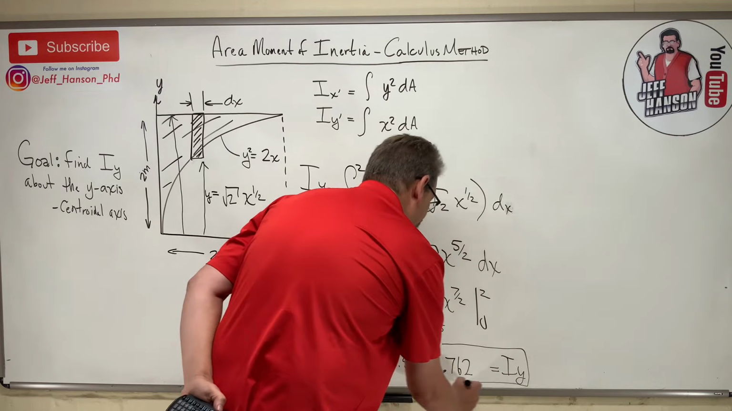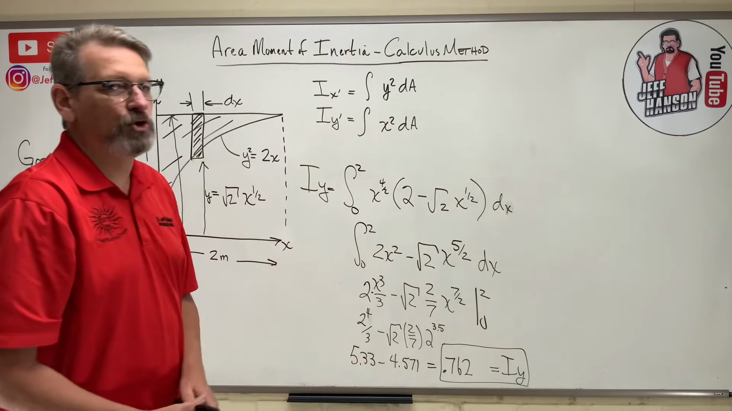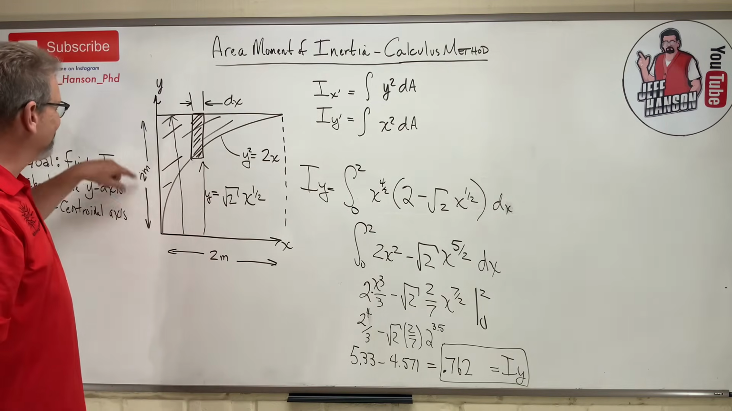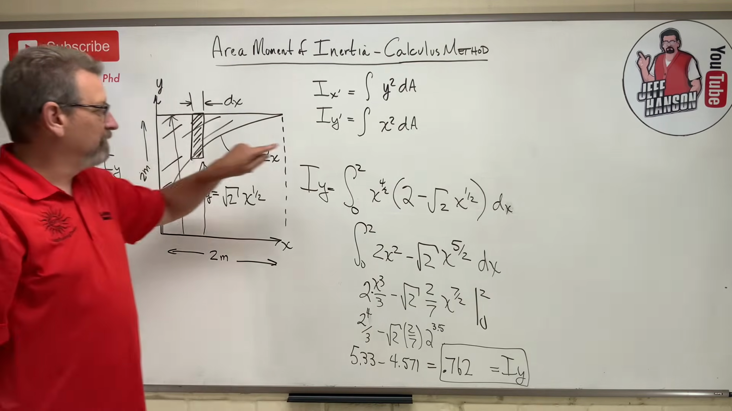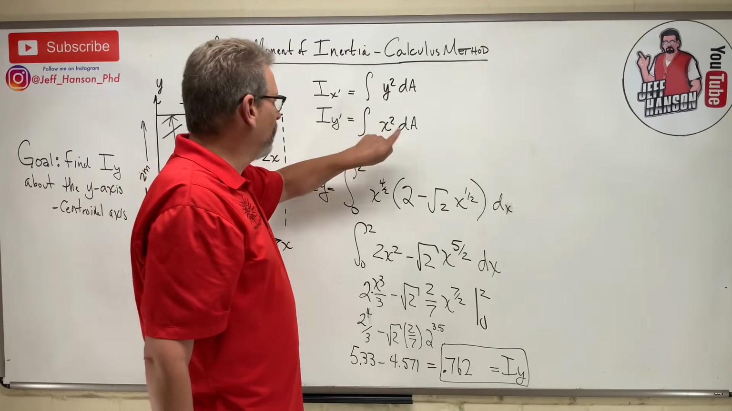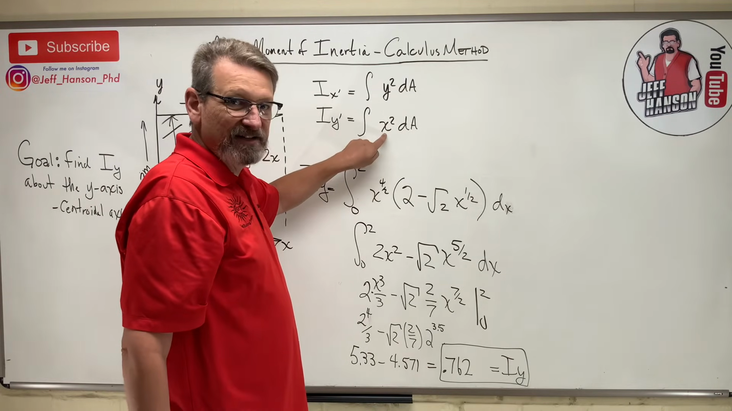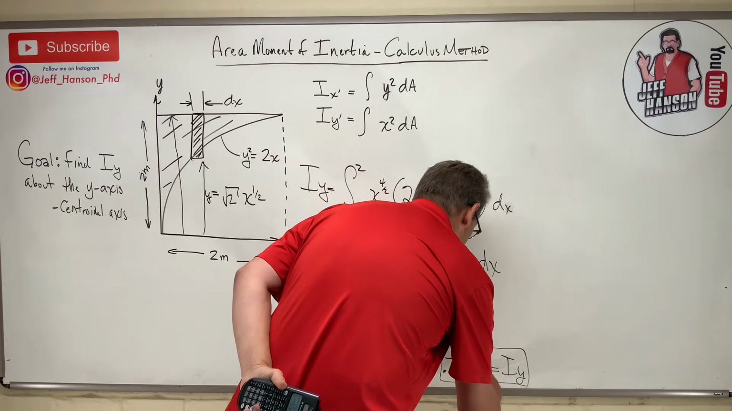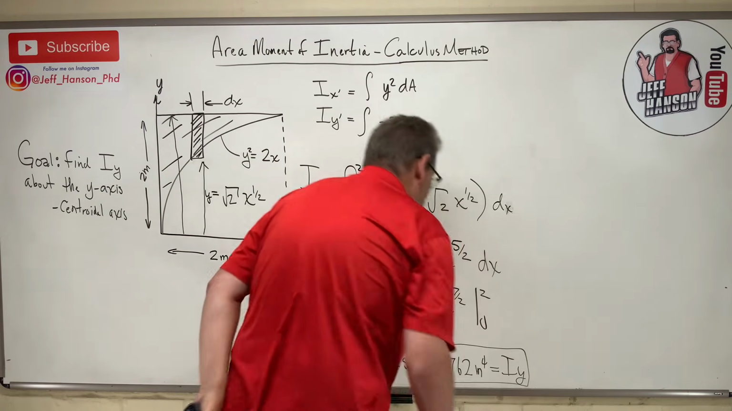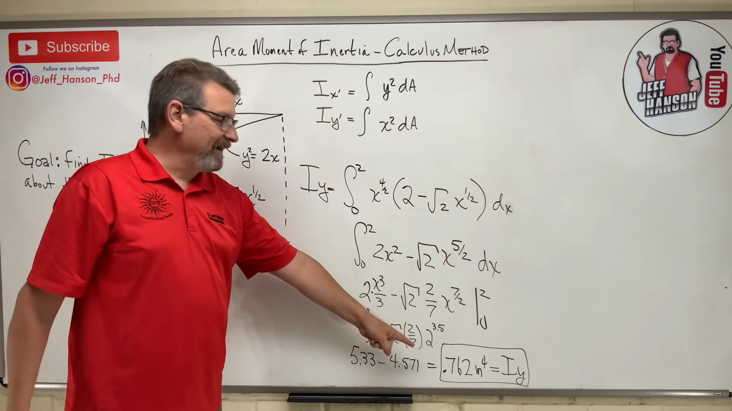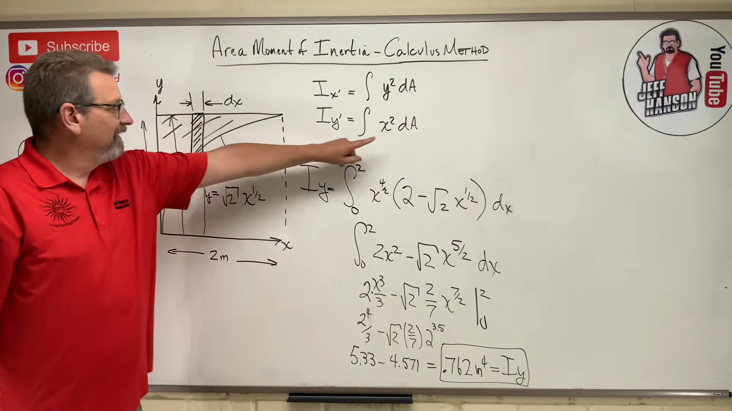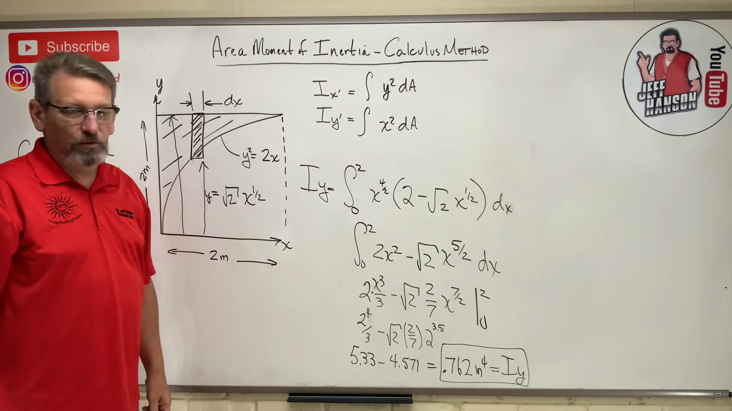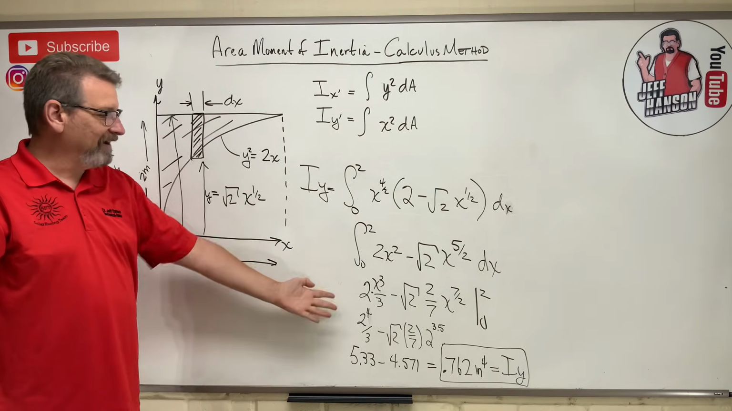0.762 what? What were we doing? What are these distances in? Meters. Area is meters squared, x squared is distance squared, so it's meters to the 4th. All right, so centroids by calculus really helps us out on this one. One differential area times x squared gives you the Iy. And that's all there is to it.